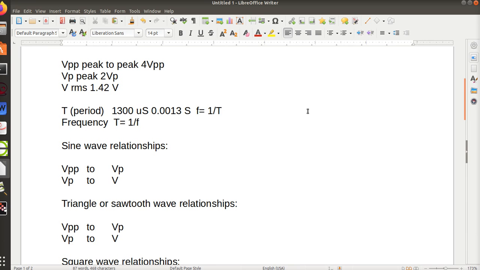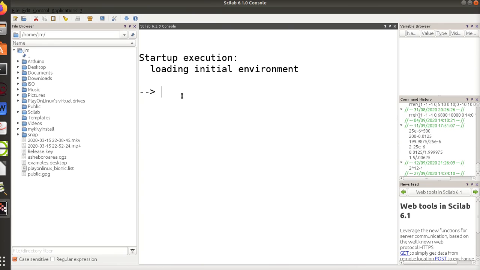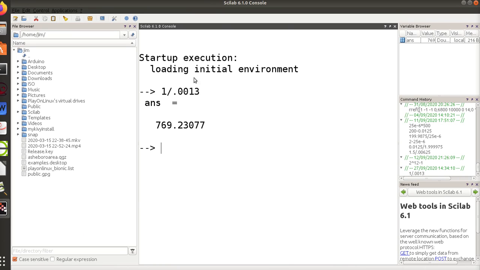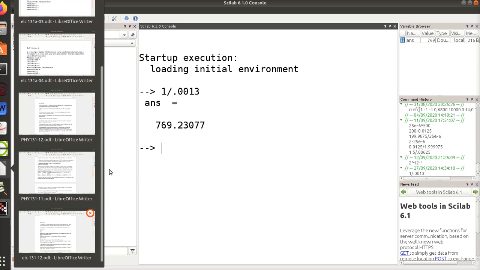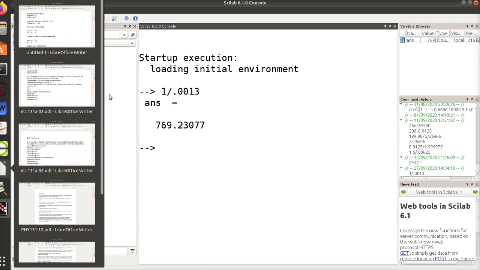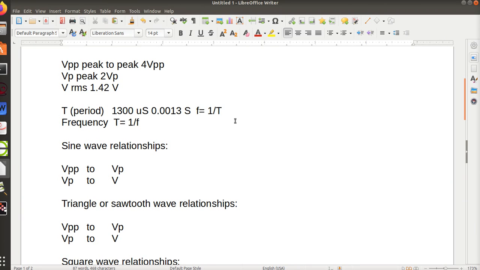So in this case, the oscilloscope is giving me the period of 0.0013 seconds, and I want to know what frequency that is. So I go into my handy dandy math program, and I'll do 1 divided by 0.0013. Now this is why I converted it to seconds, because when I do this in seconds, my answer comes out in what we call hertz. So about 769 hertz. Okay, so my frequency is about 769 hertz.